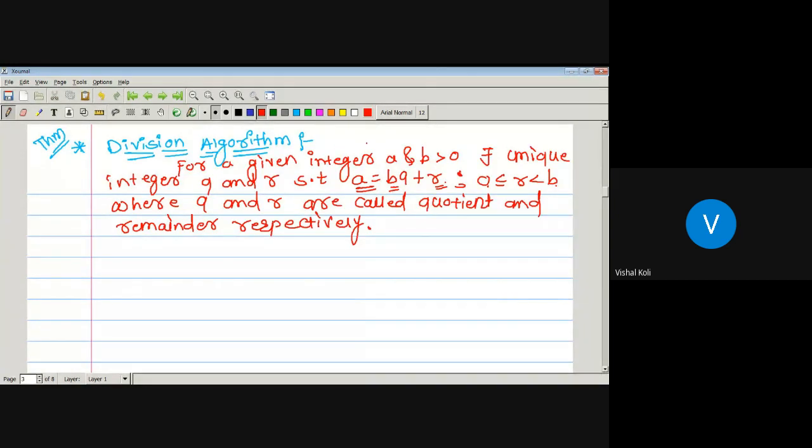That is, we have two integers A and B. First we have to prove that A is equal to BQ plus R, and then we have to prove its uniqueness, since it is given that there exist unique integers Q and R. So the first part we will prove: if A and B are any two integers in which B is greater than 0, then an integer A is of the form BQ plus R, where 0 is less than or equal to R and R is less than B. And after that we will prove the uniqueness. Okay, so let us see the proof.